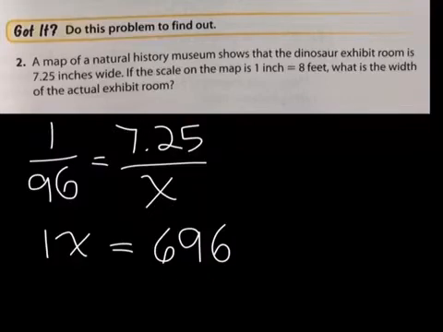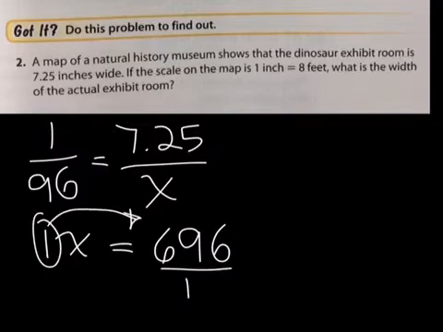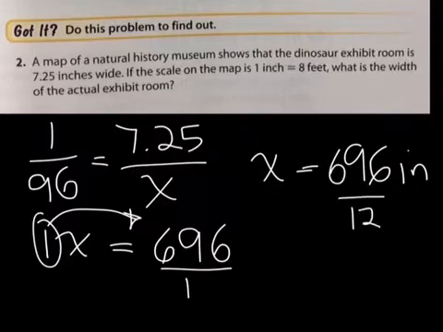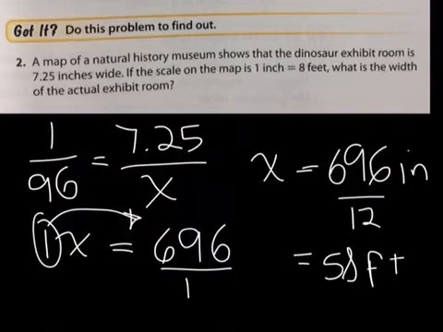And once we isolate the x and bring the 1 over, we put it over 1, x is still going to equal 696 inches. And if we wanted to represent that in feet, we could also represent it in feet. Just simply divide this number by 12, which is actually exactly 58 feet. And there you have it. So that's the length of the actual exhibit room.